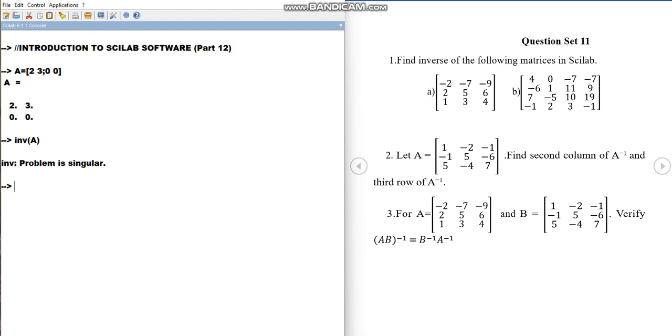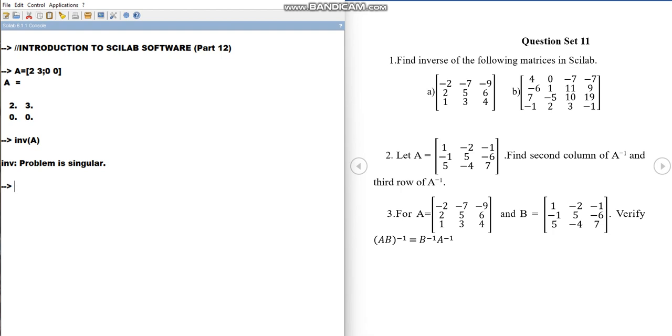Matrices whose determinant is 0, the inverse does not exist, and such matrices are called singular matrices. And for the matrices whose determinant is not equal to 0, it may be a positive or a negative real number. At that time, the inverse exists and the matrix is said to be non-singular and invertible.